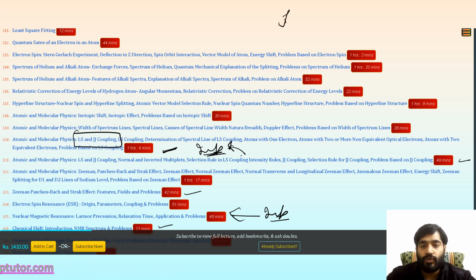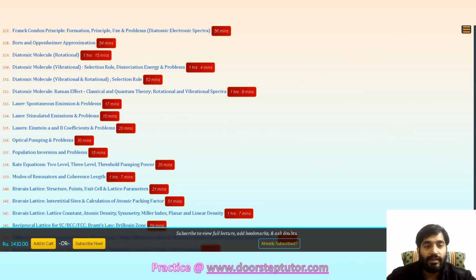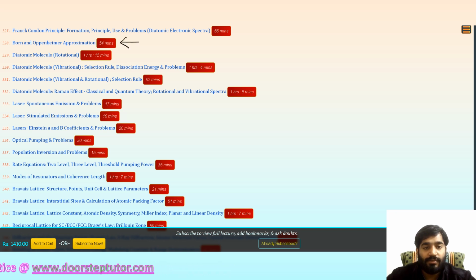This year, in June 2023, the question related to LS coupling and JJ coupling was interconnected with thermodynamics, and they asked to find the probability. Then in this, the Born approximation is important. You can see this. This is a 5 marks topic.